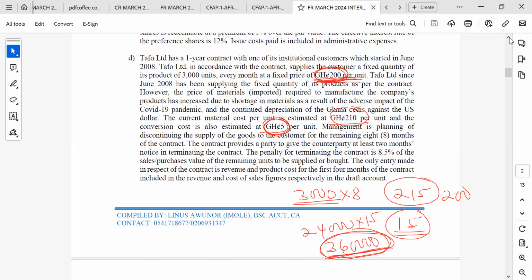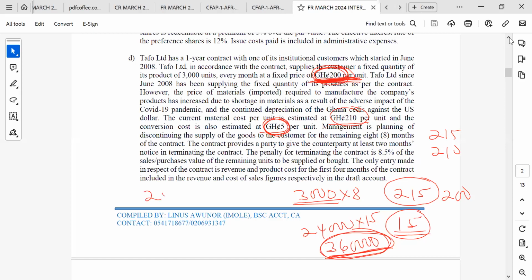The penalty for terminating the contract is 8.5% of the sales or purchases value of the remaining units to be purchased or bought. You are going to be spending a cost of 215, or 210 if you want to say it like that, but you are receiving only 200. You can only pay the penalty on the amount that the person is going to be paying to you, or you charge the penalty on the lower of the two. Okay, so we charge a penalty on the 200. So the penalty should be 8.5% of the remaining units to be supplied or bought.